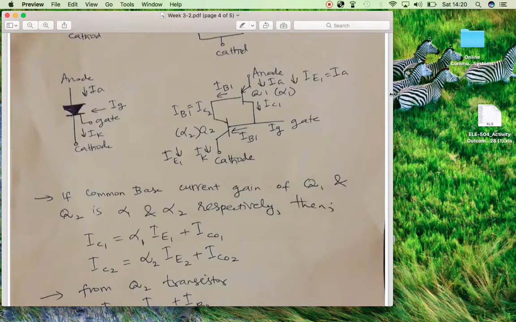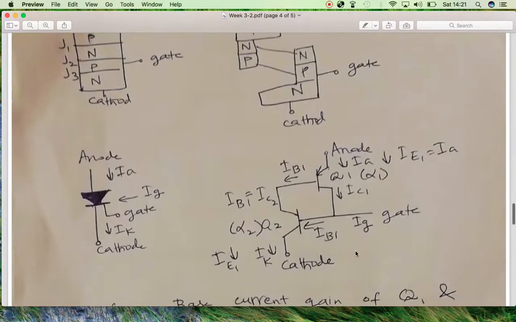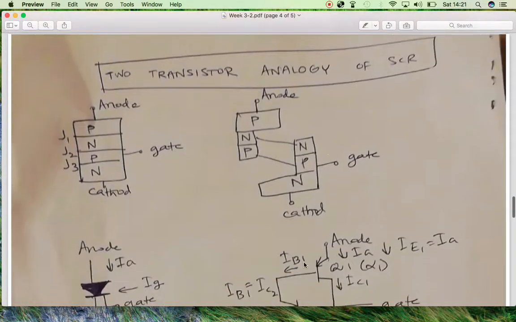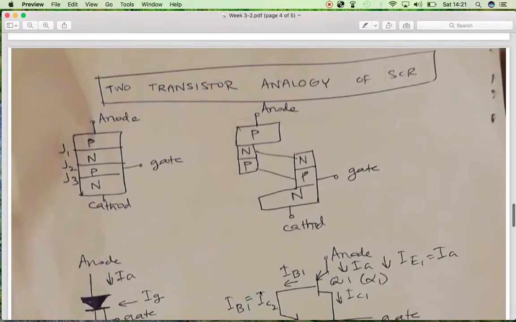In this lecture, I will be doing a discussion on the two transistor analogy of an SCR, because we have to understand an SCR by way of the transistor. We have already understood the transistor in the electronic devices and circuit subject, and we already know the BJT transistors, which are the PNP and the NPN transistors. When we understand the SCR in the transistor language, it will be very much beneficial for us.